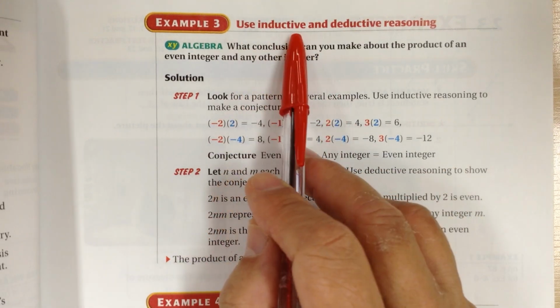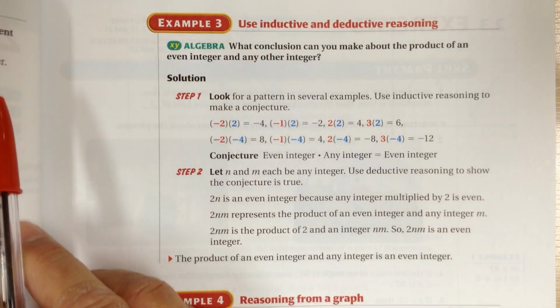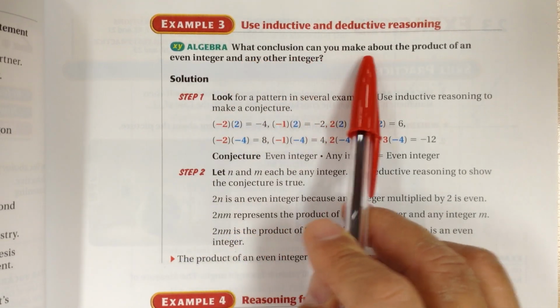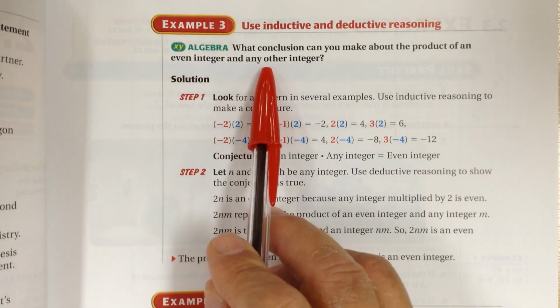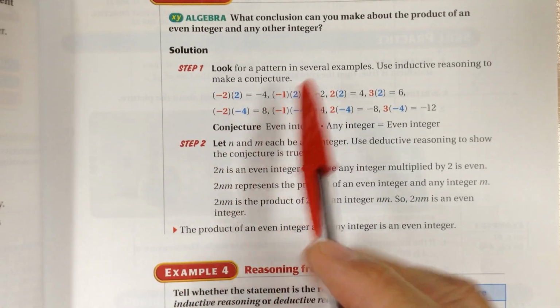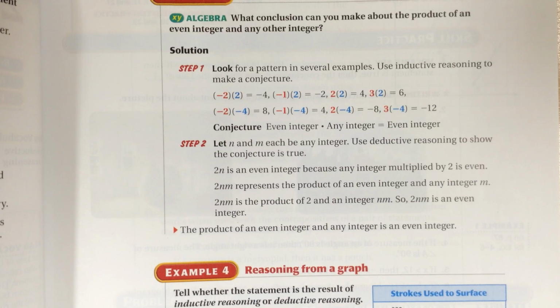Okay, it says use inductive and deductive reasoning. So what conclusion can you make about the product of an even integer and any other integer? Remember, inductive reasoning is you just using the pattern, whereas deductive reasoning, you're using the fact.